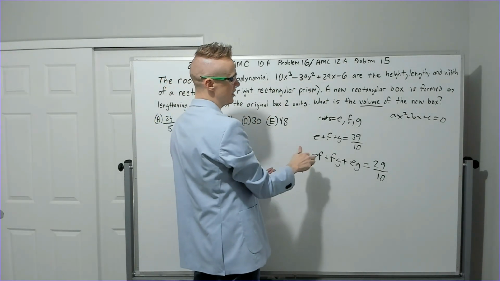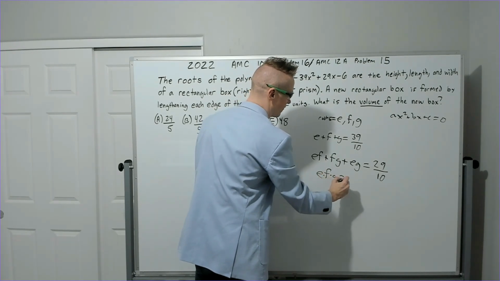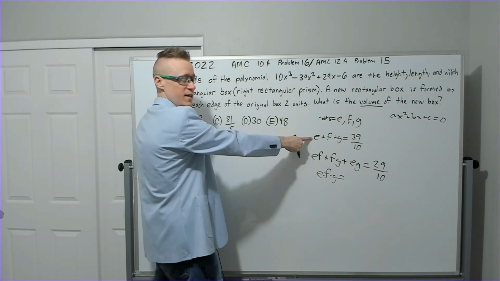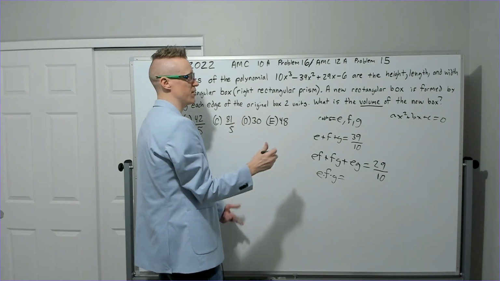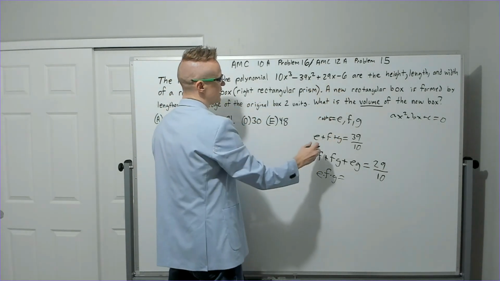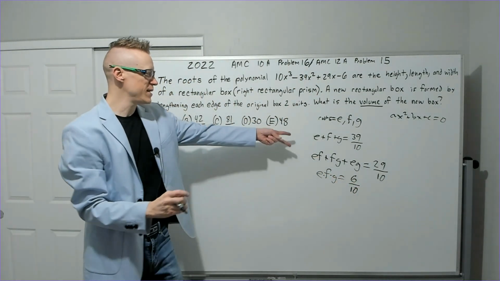And then all three of them multiplied together, E times F times G. Notice what we're doing. We're pairing them or putting them in groups of 1, groups of 2, and now groups of 3. And there's only one group of 3 when there's 3 things. And so E times F times G is going to equal 6 over 10. Okay, so these are our pieces.